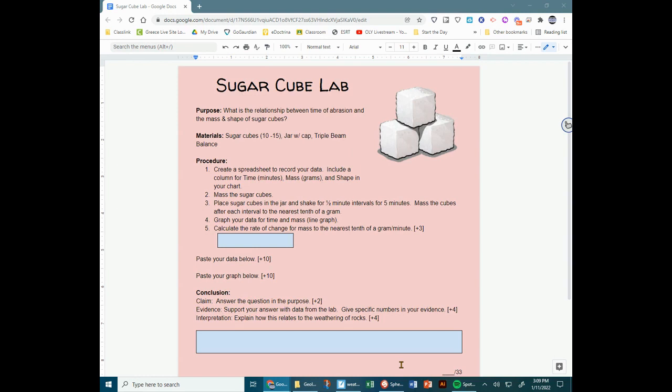I have some data for you. So you can see that the purpose of this is to find the relationship between time of abrasion and the mass and shape of sugar cubes.